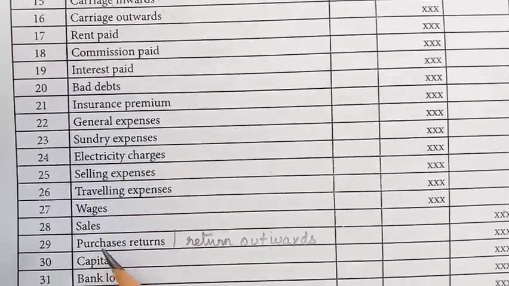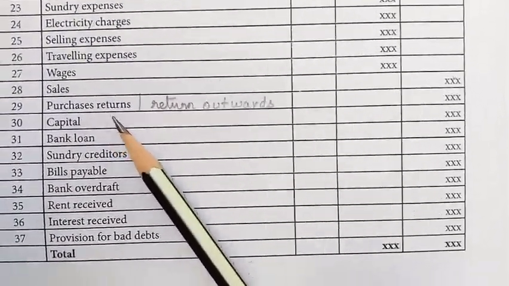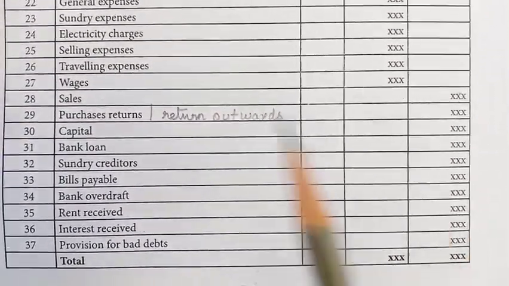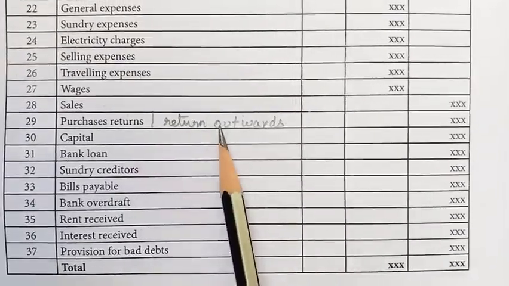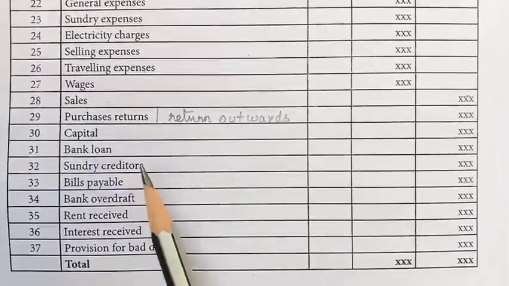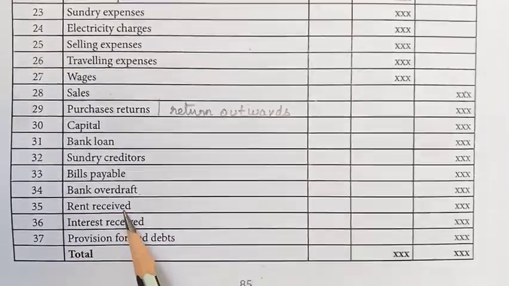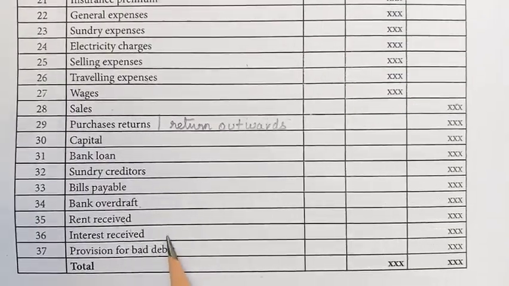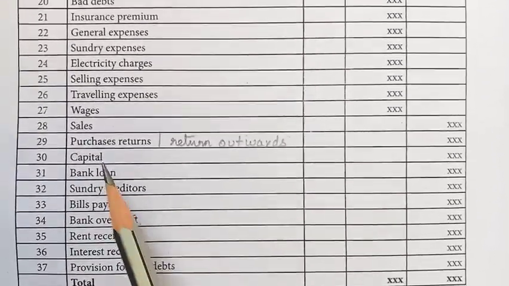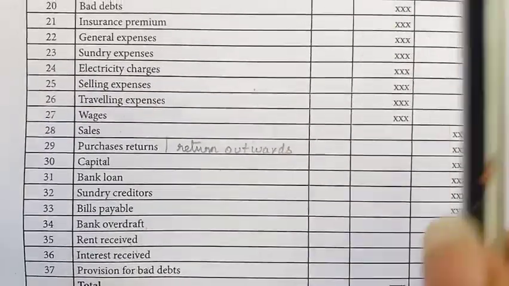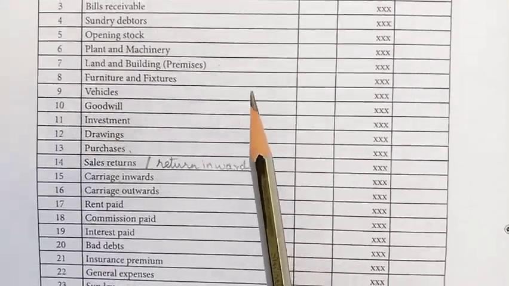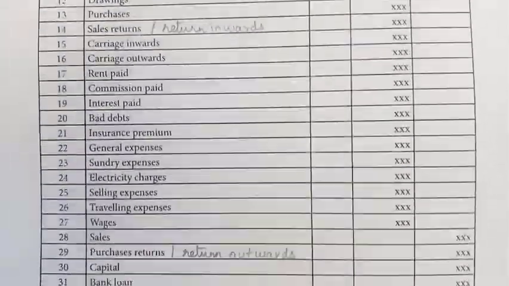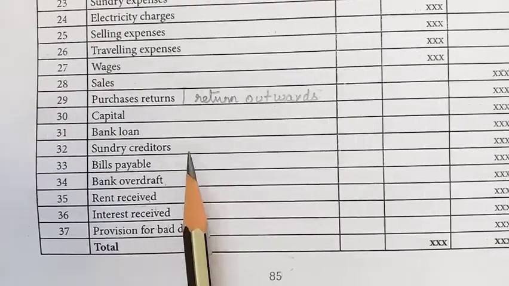Here, all the sales, purchase return, capital, from the sales, it will come in the credit side. You have to write in the credit side. Purchase return outwards, the same. Capital, loan, creditors, bills payable, overdraft, rent received, all that is received or earned will come in the credit side. Provision for bad debts also will come in the credit side. So usually all the expenses, all the payments, all the charges will come in the debit side. And the income received, earned, all will come in the credit side.